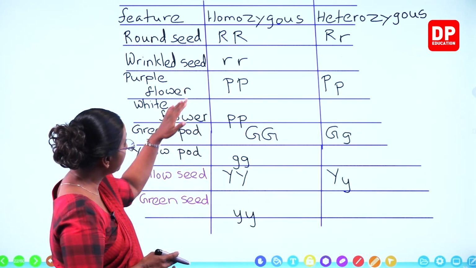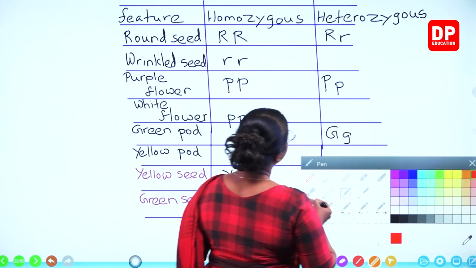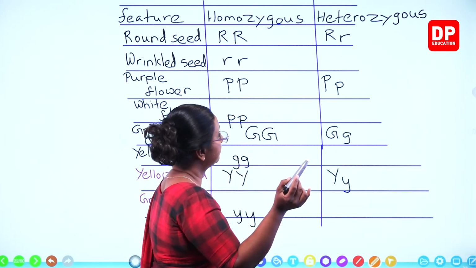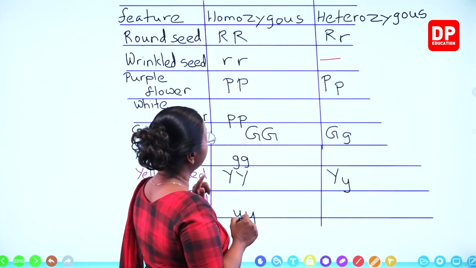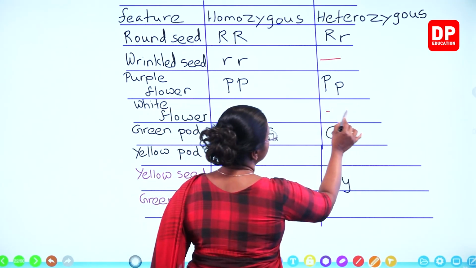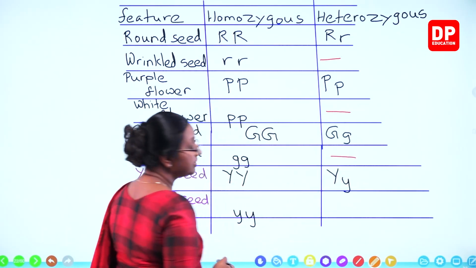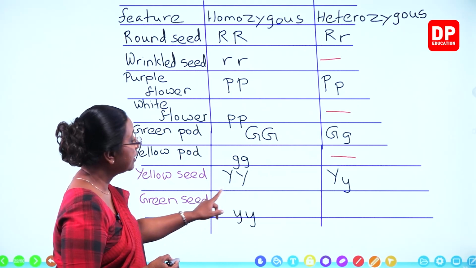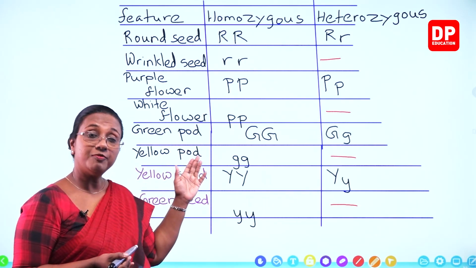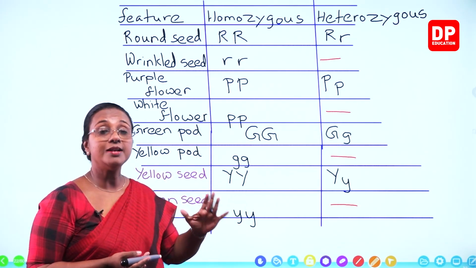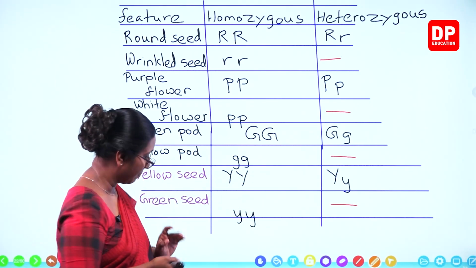There is no heterozygous condition. So from all these examples, you all can see for the heterozygous situation, wrinkled recessive character, there is no combination. Again for white color flower, recessive character, there is no combination. Yellow color pod, recessive character, there is no heterozygous combination. And green color seed for recessive character, there is no heterozygous combination. Same for the tall and short plants. Short plant, there is no heterozygous combination. So that is something you have to remember.